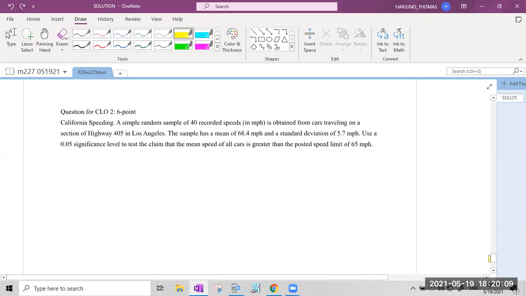Next, number 2, California speeding. A simple random sample of 40 recorded speeds is obtained from cars traveling on a section of Highway 405 in LA. So n equals 40. The sample mean is 68.4 and standard deviation 5.7.